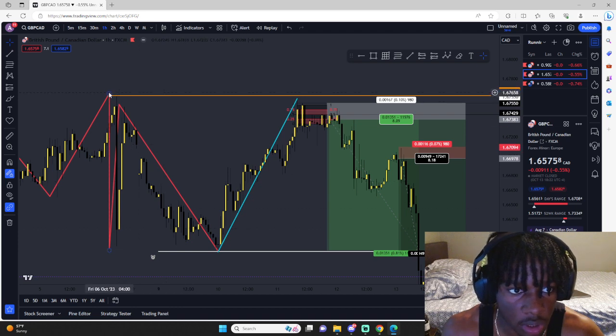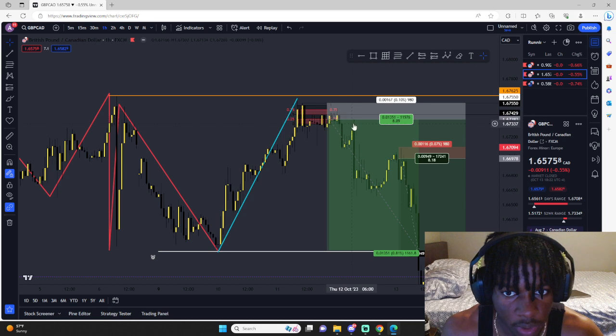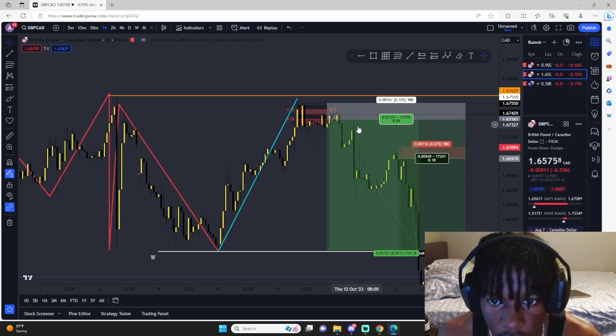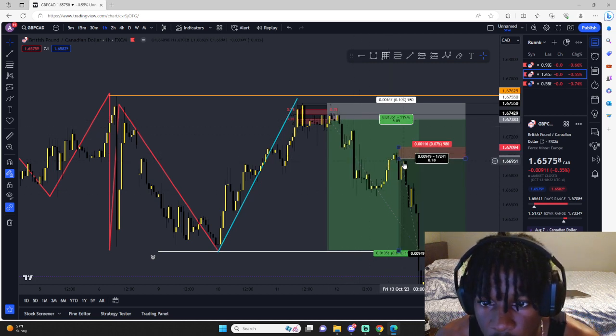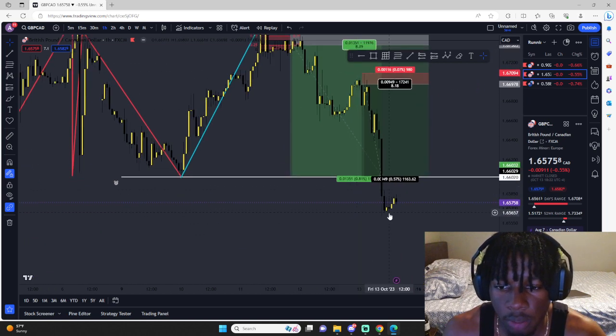As y'all can see, I did my top-down analysis. Market shot up, shot down, shot up again. Disrespected this high, but respected this one. As it started trending down, I could have caught another entry right here, but I didn't get in, and I caught my second entry over here. The first one was somewhere around this area, and it kept on going.